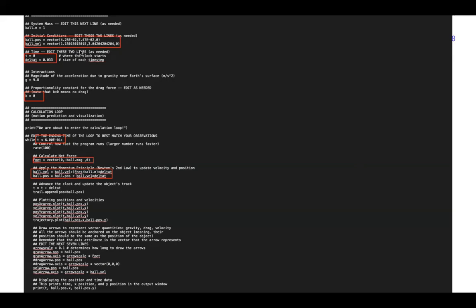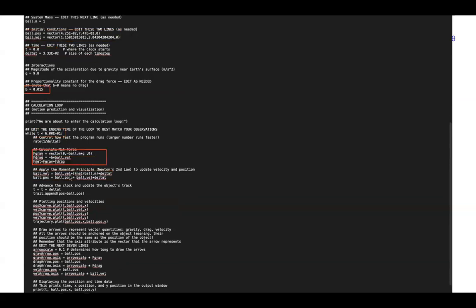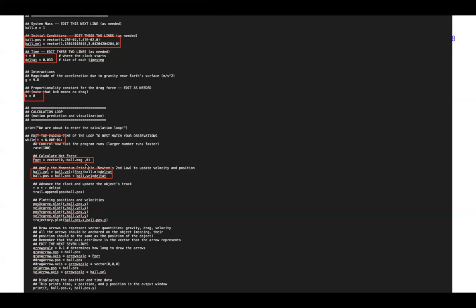Here, we put not only the x component but the y component since it is a two-dimensional projectile, and then B0 for no drag force. And then down here, we have the velocity update and position update.